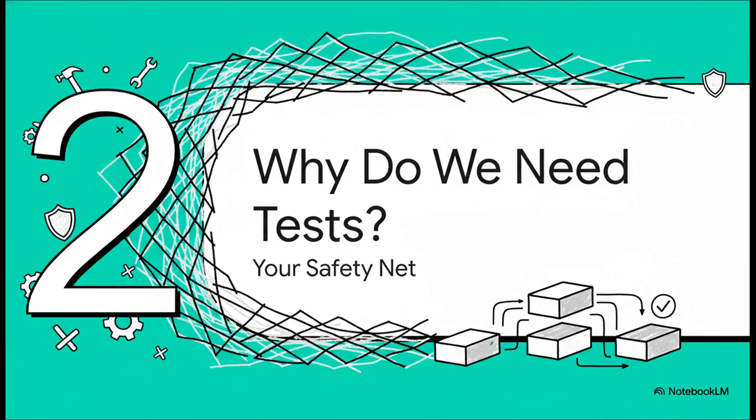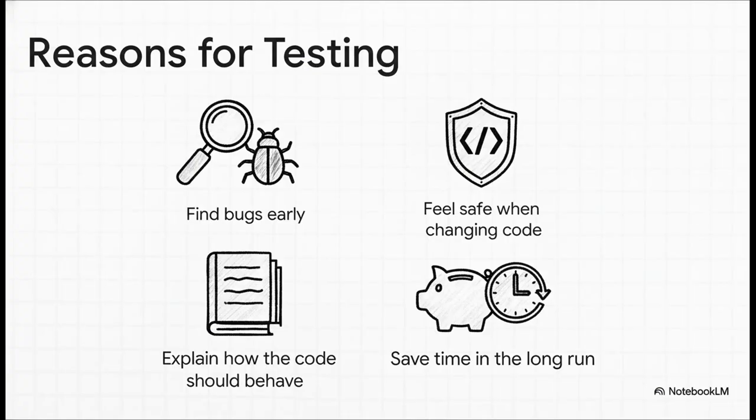Okay, I know what some of you might be thinking. Isn't this just a bunch of extra work? Well, let's talk about why this extra work is really a safety net and why it's going to become one of your best friends as a programmer. You see, these things are all connected. When you find bugs early, before anyone else does, you feel way more confident changing your code later. And why is that? Because you've got this safety net of tests that will scream at you the second you break something. Plus, your tests act like documentation, showing exactly how the code is supposed to work. And when you add it all up, you save a massive amount of time.